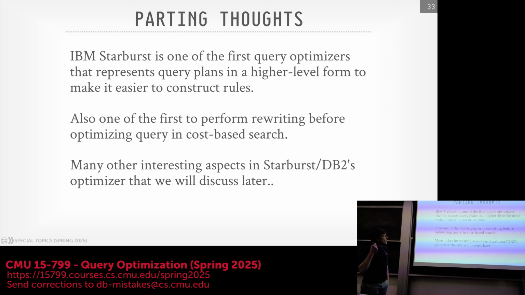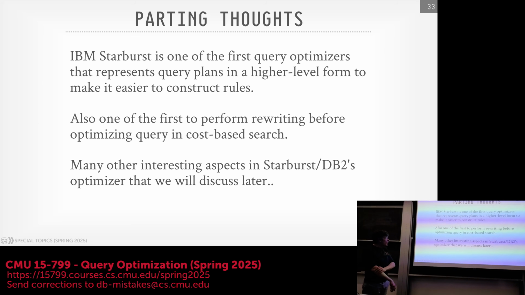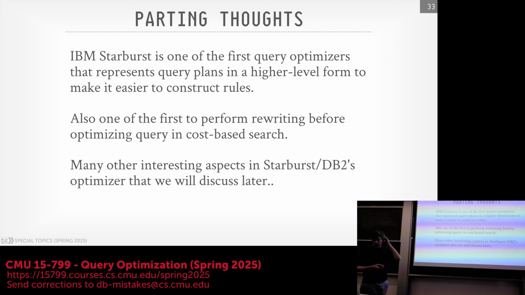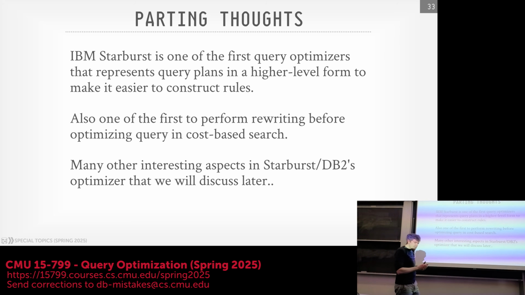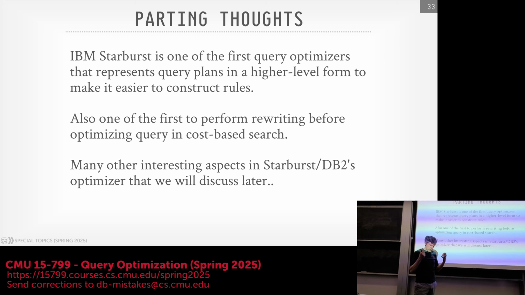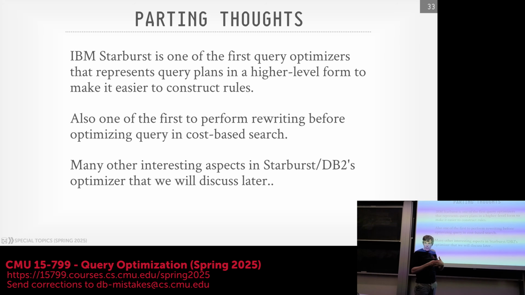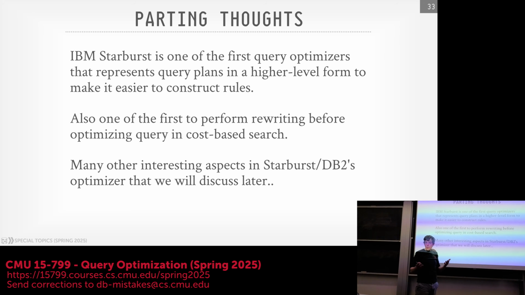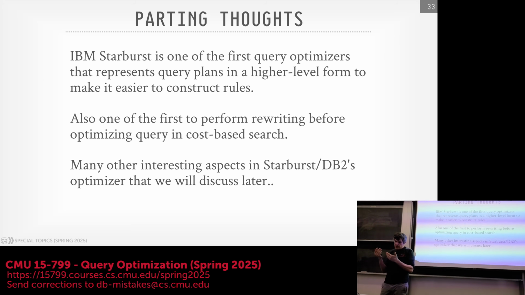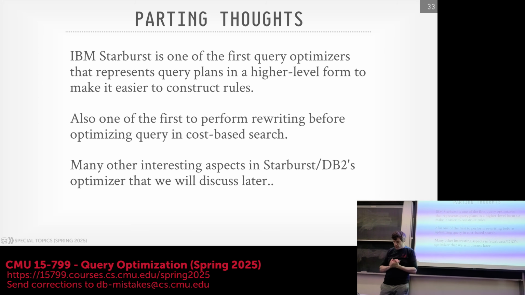Okay, let's finish up. As far as I know, Starburst was one of the first query optimizers that represented query plans in this higher level form, in tuple relational calculus, allowing rewrite rules to operate on what the query wants to do rather than the operation ordering within the query itself. Before you get into a query plan that specifies I'm going to do this followed by this, you want to operate on something higher level so that you can move and manipulate things no matter the exact form.